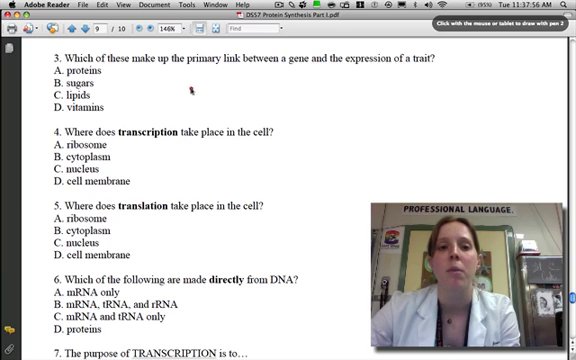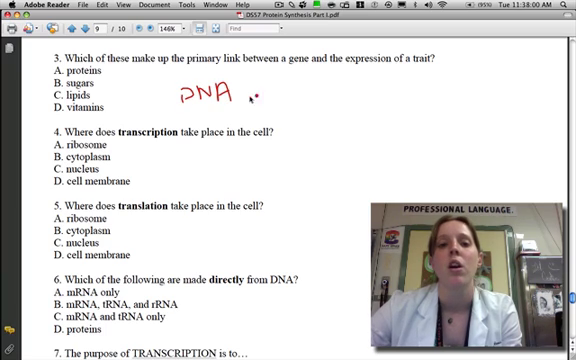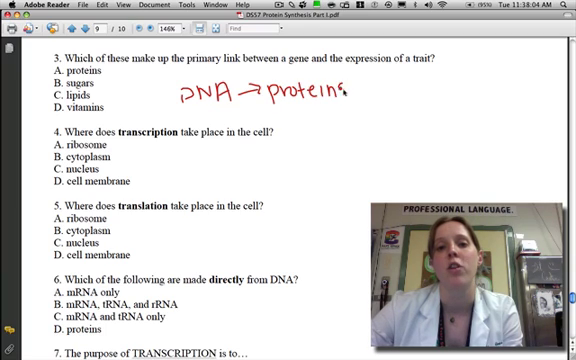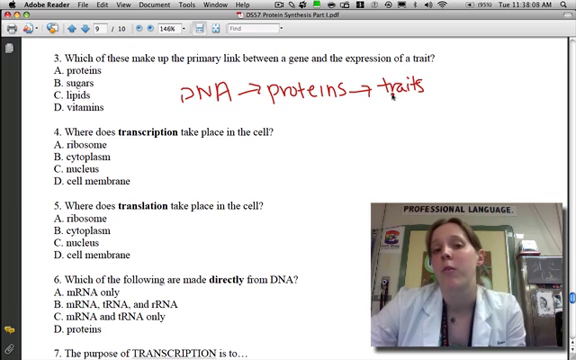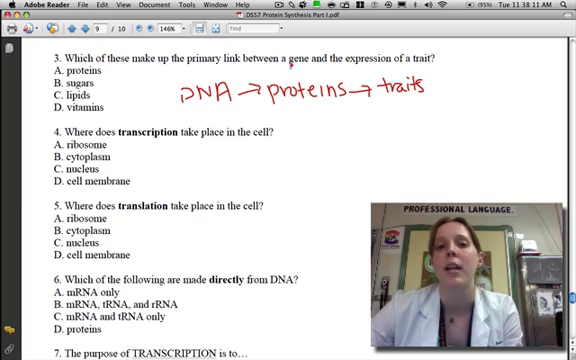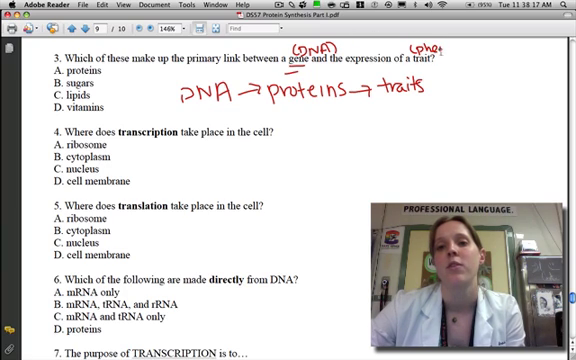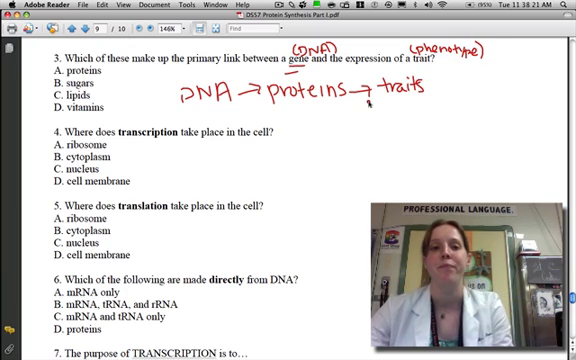The central dogma of biology states that DNA, our genotype, codes for proteins which determine our traits. And using this central dogma, I should be able to figure out what is the link between genes, our DNA, and our physical traits, our phenotype. So take a look at the central dogma and see if you can pick out the correct answer.